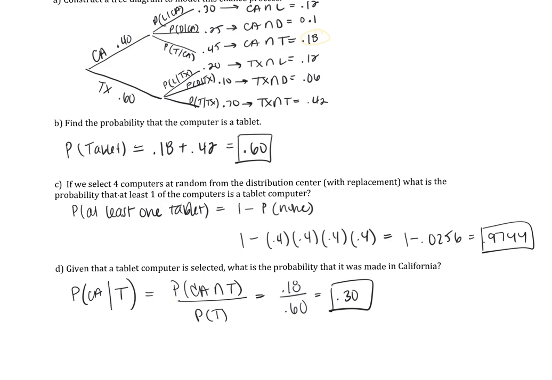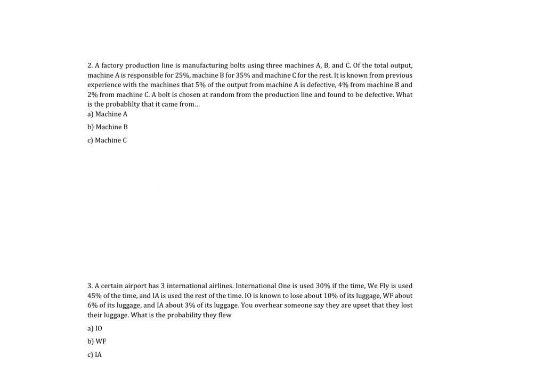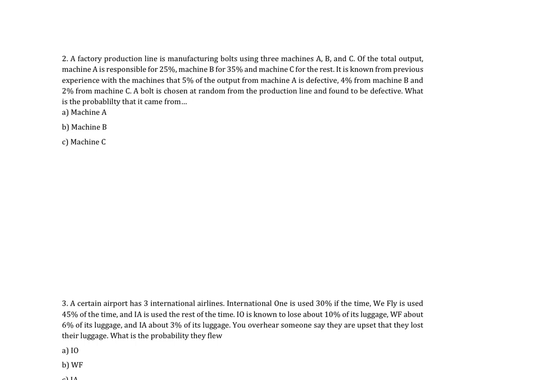Let's go to the next page. A factory production line is manufacturing bolts using 3 machines, A, B, and C. So we've got machine A, machine B, machine C. A is responsible for 25%, machine B is responsible for 35%, and C is responsible for the rest, which would be 45%. Not 45%. Just 40%.